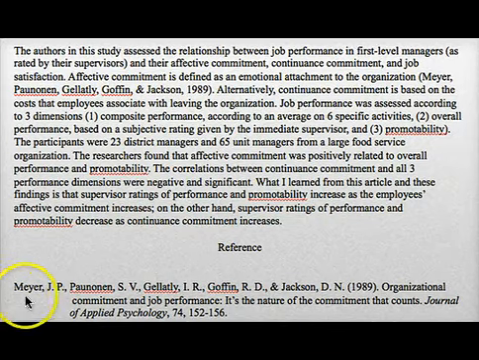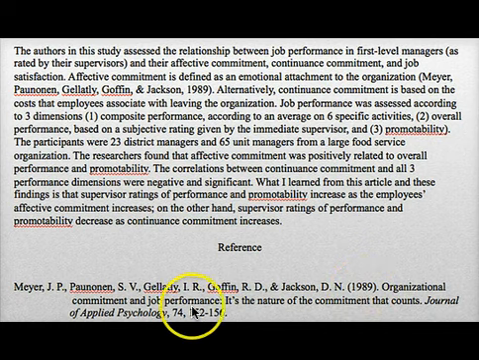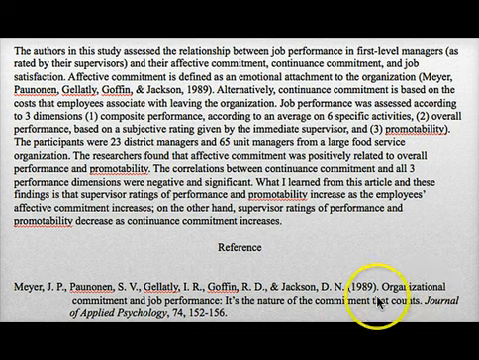So here, last name, initials, and that's one person. And then the next person, last name, initials, and so on. And then you use the and symbol before your last one. You include the year that the article was published, the title of the article, and it's not in italics, and there's no quotation marks around it.